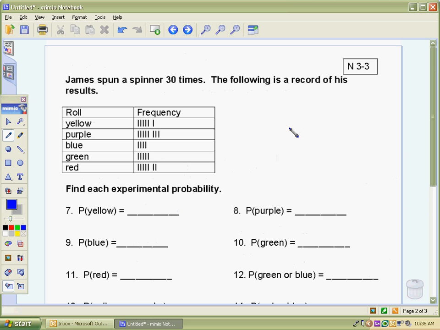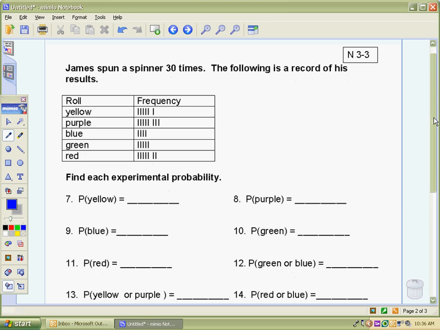James spun a spinner 30 times. The following is recorded of his results. So all of these little marks here are the results from when James spun the spinner. Okay, James spun it 30 times. James is probably a little bored, doesn't have anybody calling him on his cell phone or texting or anything like that. So here we go. Find each experimental probability.